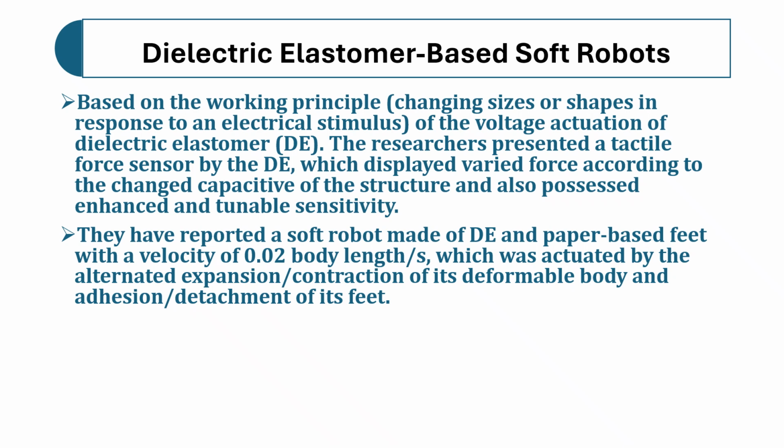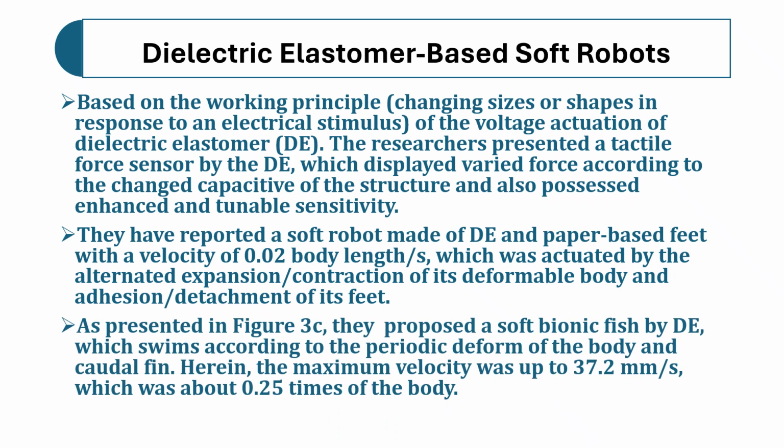Then the researchers also presented a soft robot which is made of dielectric elastomer, and it has a velocity of 0.02 body length per second, and it was actuated by the expansion and contraction of the soft robotic body. Clear? Then I will show you the picture in figure 3C.